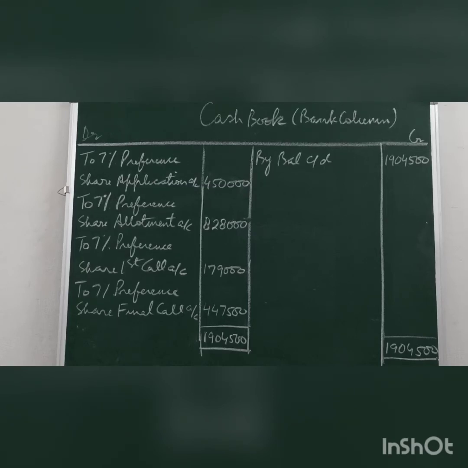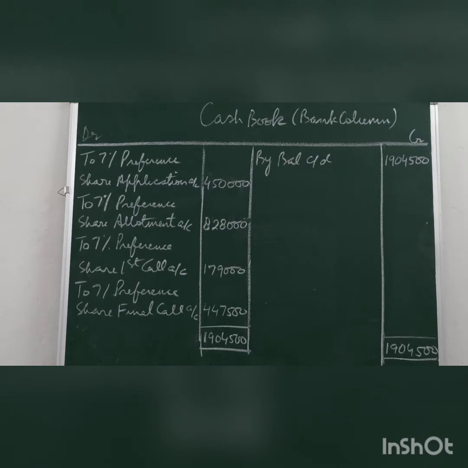Now we're going to prepare the cash book. You know how to prepare the cash book. You've done single column cash book. Debit the receiver, credit the giver. We have to maintain bank column. We are saying bank column because all transactions are through bank. So whatever checks you're receiving are being deposited into bank.